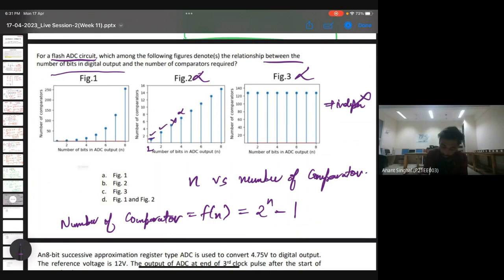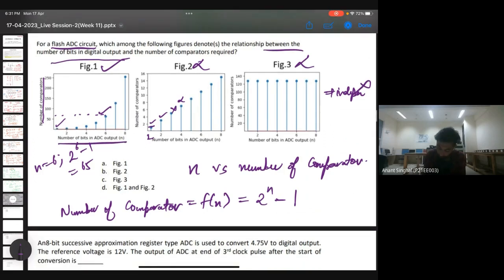Now if we check the same for figure number 1, let's suppose we need to check for 6. For n equals 6 we will have 2 to the power 6 minus 1, which is 63, so it is approximately 65 only. So figure 1 corresponds to the relation between the number of comparators versus the number of bits in a flash type ADC. So the others will be wrong. The correct answer is option A, and the formula is 2 to the power n minus 1. We'll start the next problem in 2 minutes.